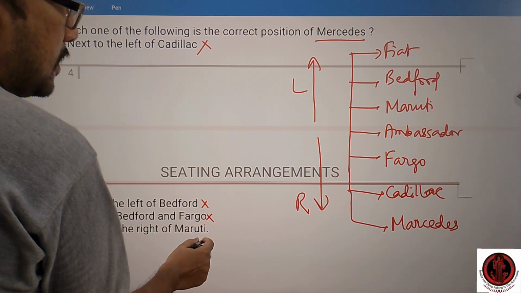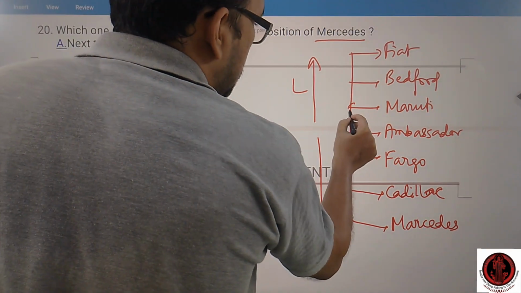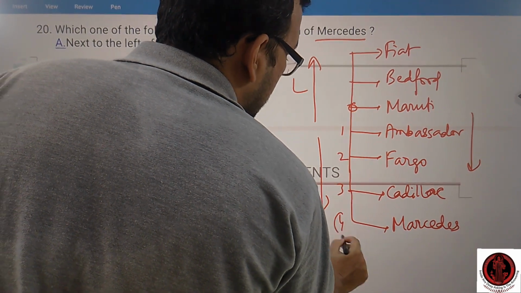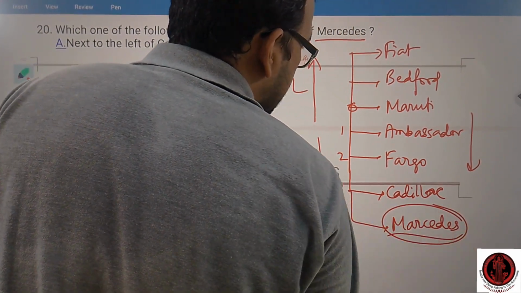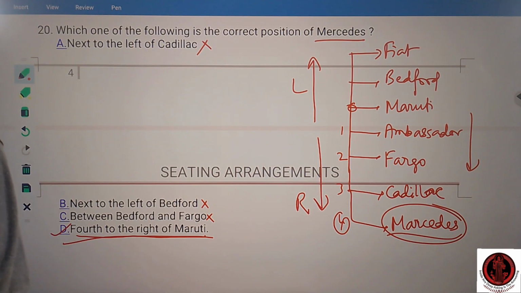Fourth to the right of Maruti. This is Maruti, right means this one. Fourth: 1, 2, 3, fourth. Fourth is Mercedes. So Mercedes is fourth to the right of Maruti. This is correct. Option D is the correct answer.